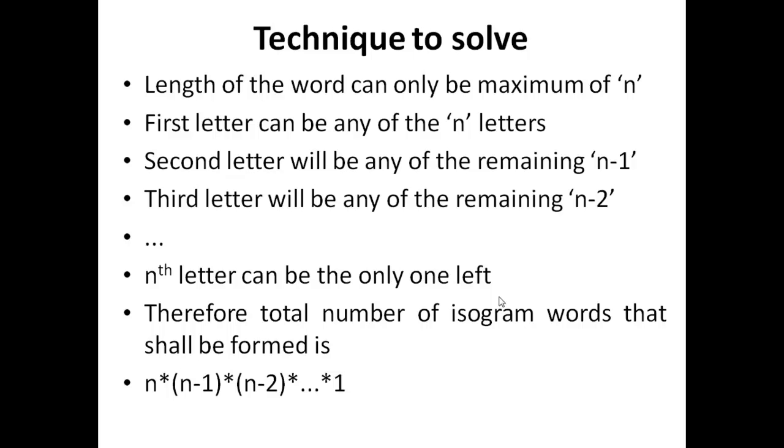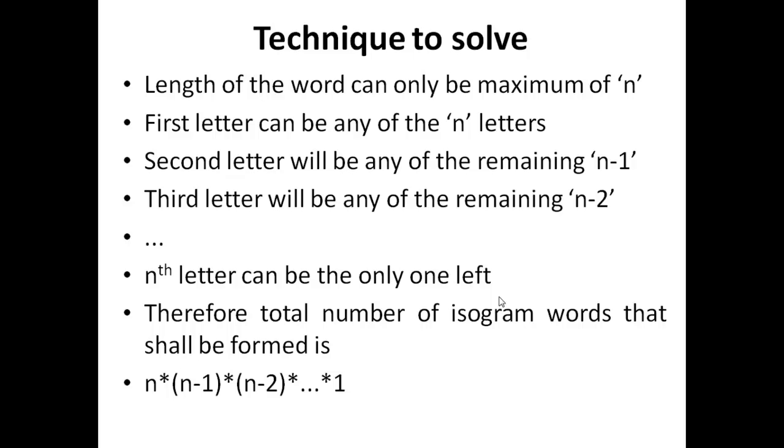So here the length of the word can only be a maximum of n. The first letter can be any of n letters. The second letter will be any of the remaining n minus 1 because we have already dealt with the first letter. The third letter will be any of the remaining n minus 2, and we carry on with the operation, and the nth letter can be the only one left.